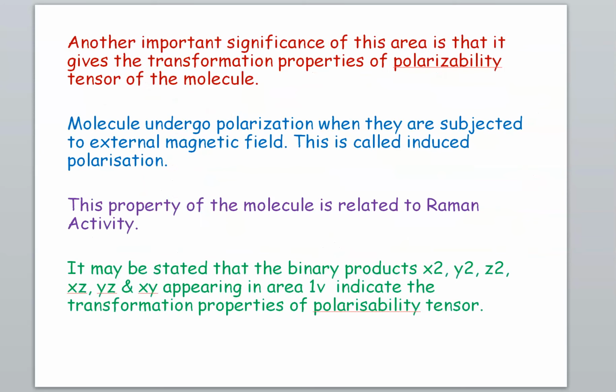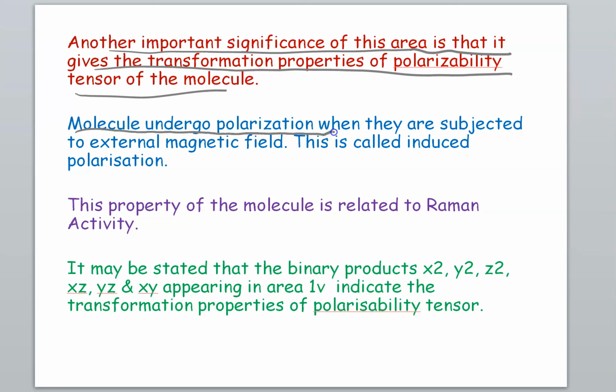And the last thing we want to know about area 4 is another important significance of this area: it gives the transformation properties of the polarizability tensor of the molecule. Molecules undergo polarization when they are subjected to an external field. This is called induced polarization.